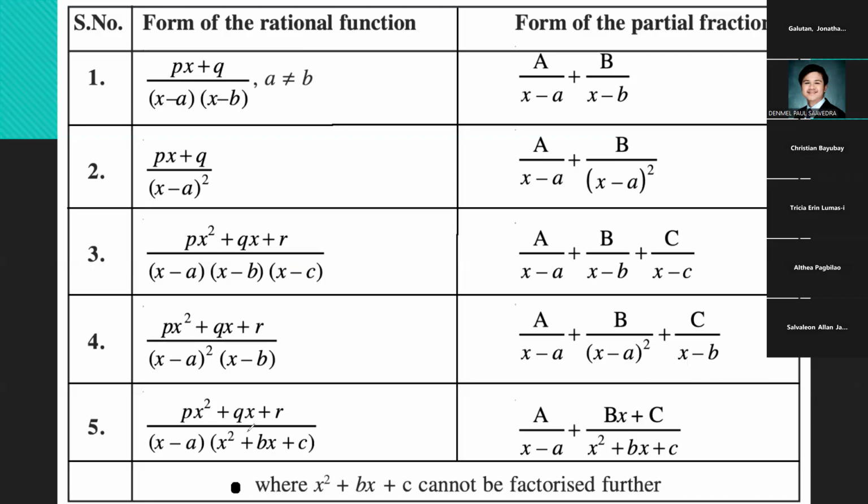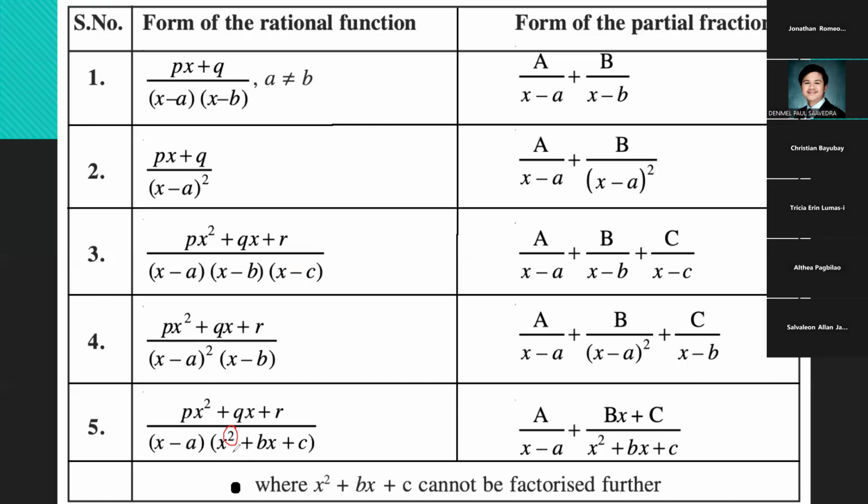And then number 5 is one non-repeated, that is just a binomial, and then one non-repeated as well, which is a trinomial. So the same thing. This is a combination of the first one, and this one is a different format. Again, once you see a denominator that is raised to 2, that would give you 2 letters in the numerator. So the first one is A over x minus a plus, and the next letter is B, so it's Bx plus C for the second term.